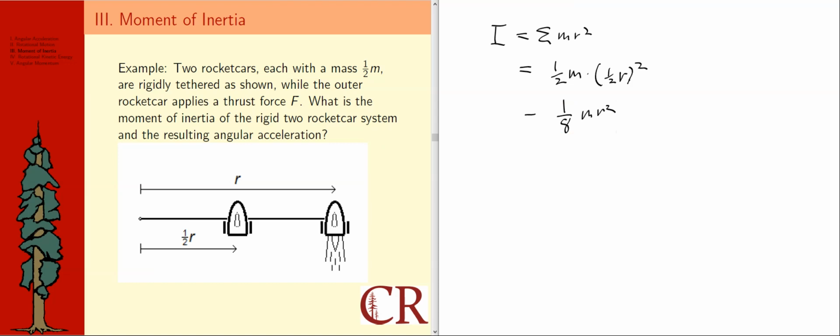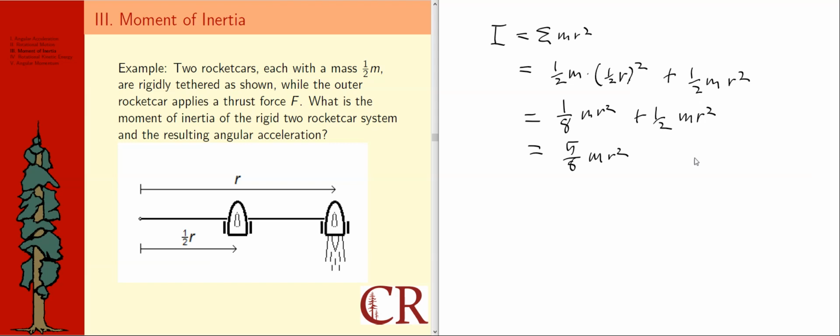I've already started the second line, in other words, because I need to add mr squared for the second rocket car. And that one has a mass of 1/2 m again, but it is at the full radial distance r, so it's going to be 1/2 mr squared. So really that means we have 1/8 mr squared plus 1/2 mr squared. So now things are looking better, right? And I think 1/8 plus 1/2 is 5/8 mr squared. So that's my answer for moment of inertia.